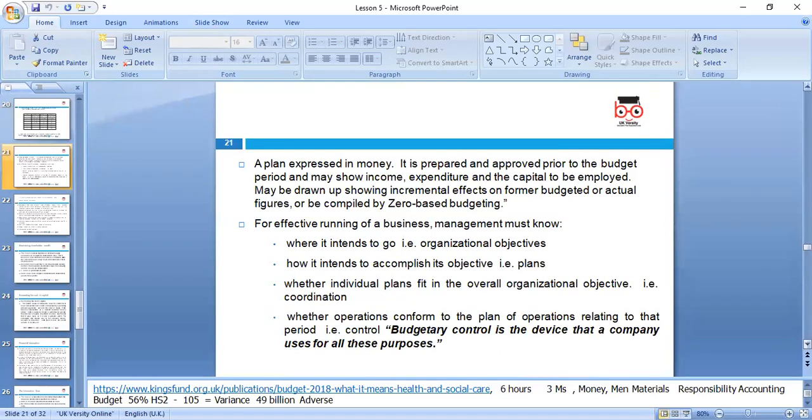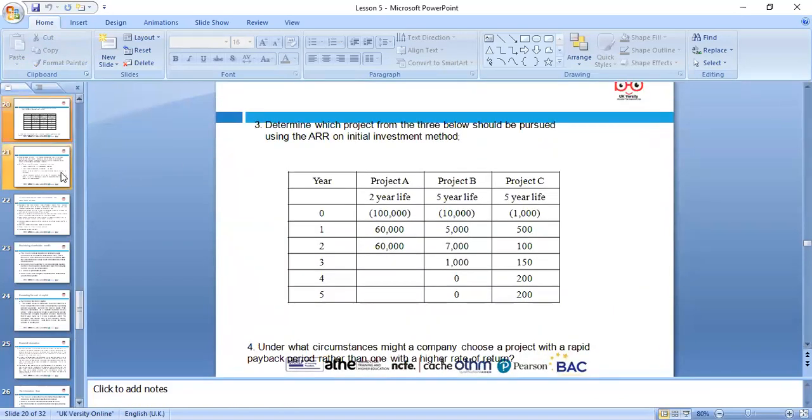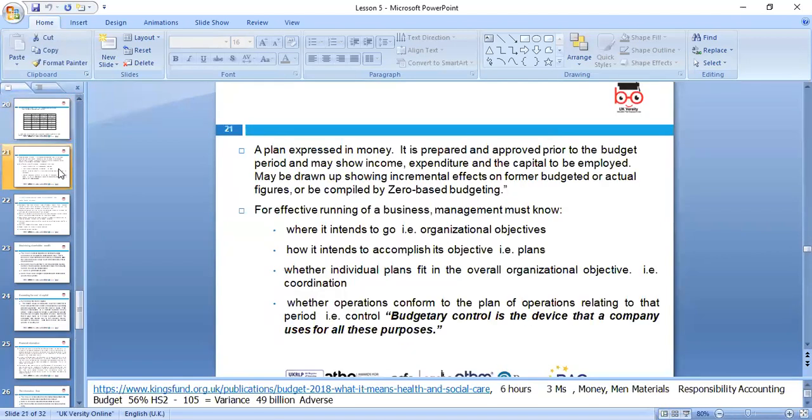Then we look at budgeting: a plan expressed in money, prepared prior to the budget period. We need to make sure, when we make the budget, that we look at what the real value of that will be, and budgetary control is very important. So we need to be focused on this. And we'll find the variance. Variance is the difference between budgeted and actual.